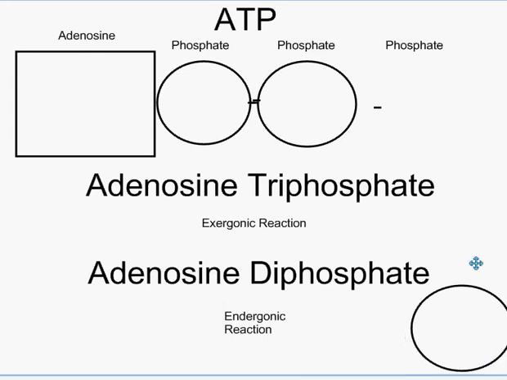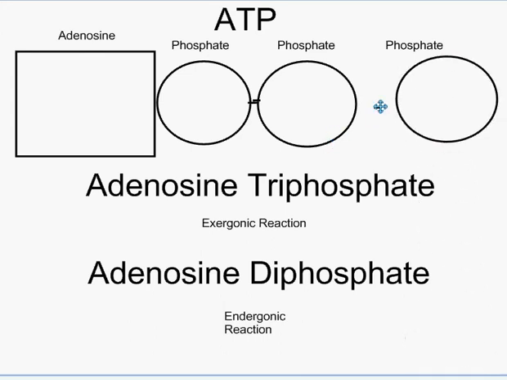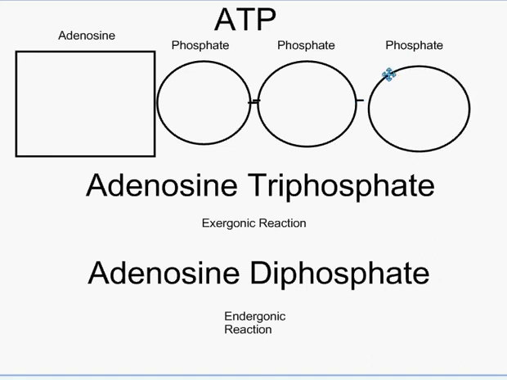So in essence, what has happened is this one bond that held the second phosphate group to the third phosphate group has been broken. And when that bond is broken, energy is released. That energy then can be captured by the cell and used for its processes. This reaction is called an exergonic reaction, because energy is actually exiting or leaving the product itself.